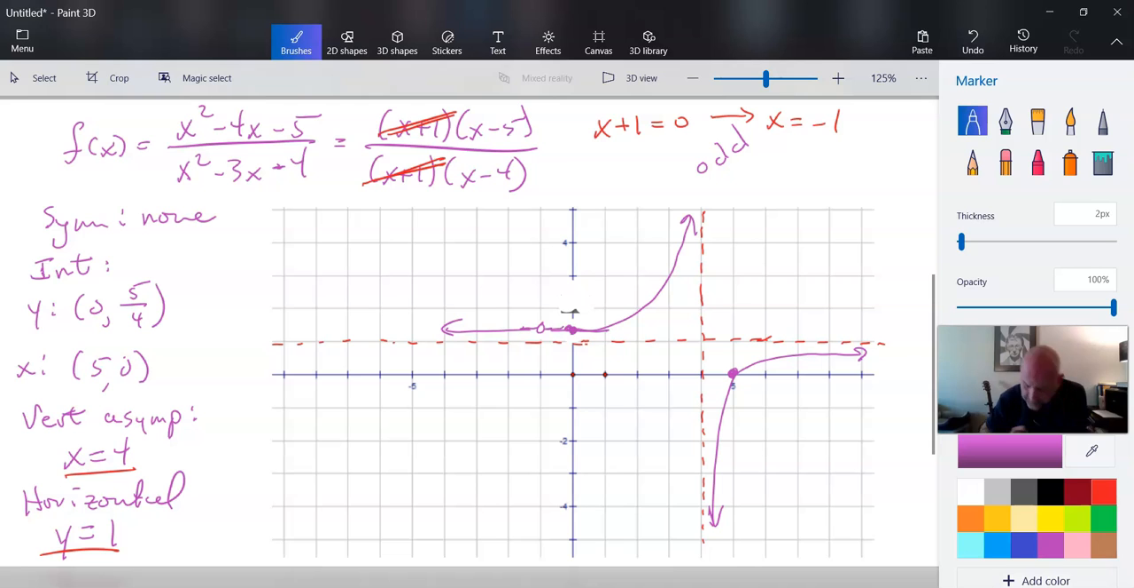And we'll just have a hole in the function, right? There'll just be a hole in the graph. Wherever that function value is, we're just going to erase it and put a little hole there. And so that's what this function looks like. We did a lot of work to get here.